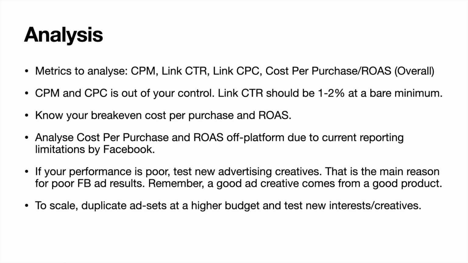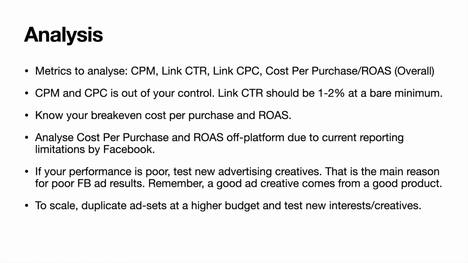Next, after you've waited 4 to 7 days, if your performance is poor, test new advertising creatives. This is the most important variable. You might need a new video ad, you might need a new scroll stopper, you might need better messaging or better quality creatives. You might need to do a photo ad instead of a video ad, and vice versa. So test different ad creatives, and you can always test new audiences as well. And remember, a good ad creative will always come from a good product. So make sure you have a good product first.